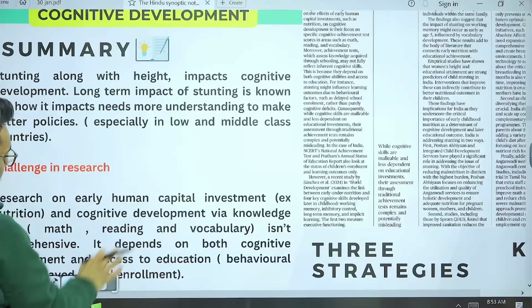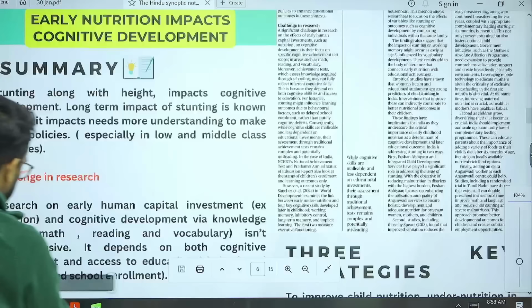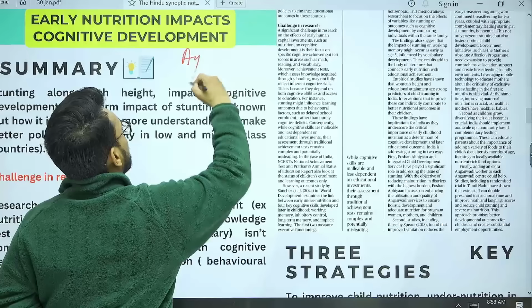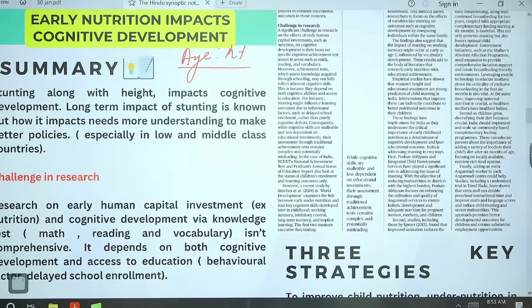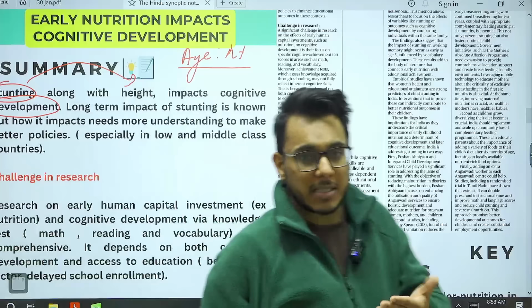Now, what is stunting? Basically, guys, stunting is an adverse ratio between age and height. For a particular age, a person needs to have a particular height. But if for that corresponding age the height is not there, then this situation is referred to as stunting. Stunting is not only a physical limitation, but also a limitation on one's cognitive development. It has been said that we need to learn in deeper ways how stunting impacts low and middle income countries, particularly the low income countries.